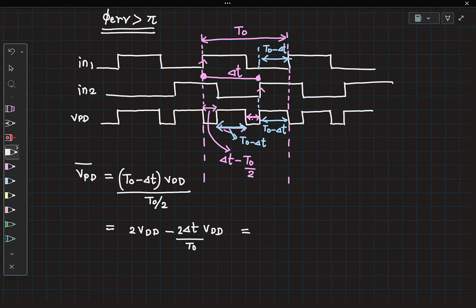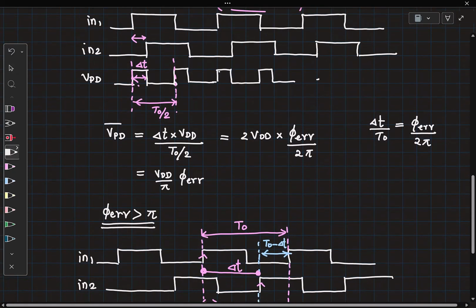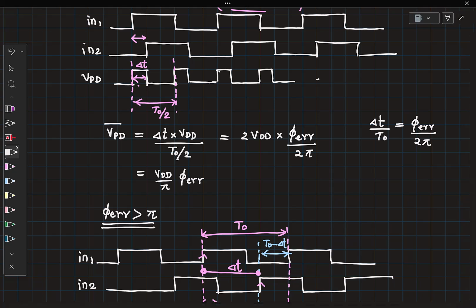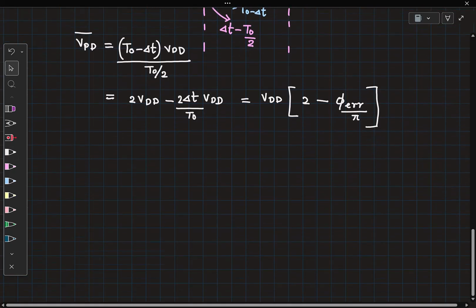So I can simplify this. I can take VDD outside. This is 2 minus phi error by pi. So when phase error equal to pi, what is the result you get? Equal to VDD. And when phase error equal to pi, what is the result you get here? VDD. And we said that pi is the point at which you have to switch from this equation to this equation. So there is continuity in our expressions.